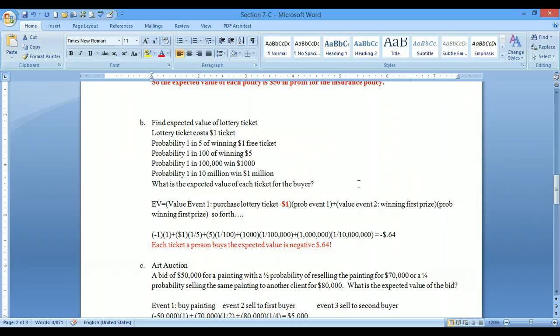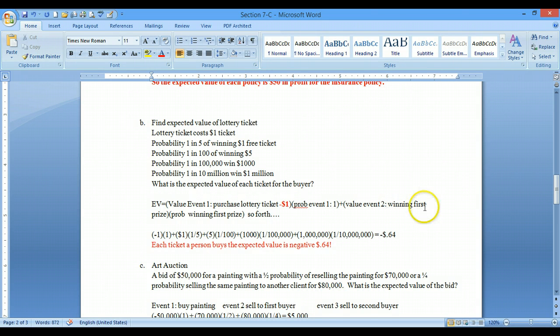So, the value of event 1: you walked into the store, you bought the ticket, and the ticket cost you $1. So it was $1 away from your pocketbook. The probability of that event happening, well, you bought it, so the probability of that event is 1. It's 100% certain because you paid your dollar to the cashier. Okay, let's find the value of event 2.